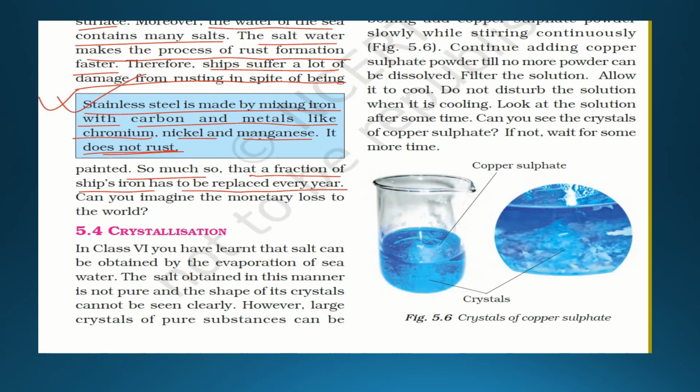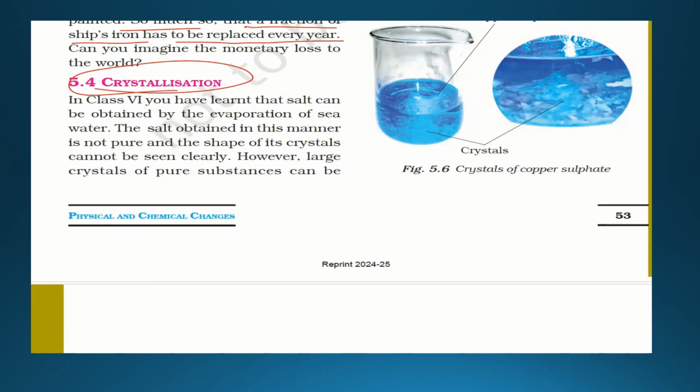Now we will come to another technique, that is crystallization. So let us deal with this one. Now in class 6, I think you have learnt about the salt that can be obtained by evaporation of seawater. So when you take seawater in a container and heat it till it evaporates, you can find some salt left over in the container.